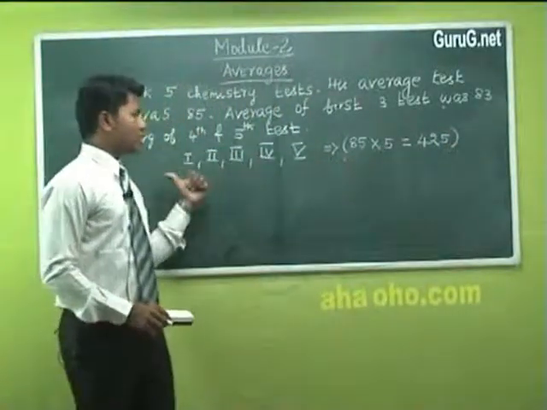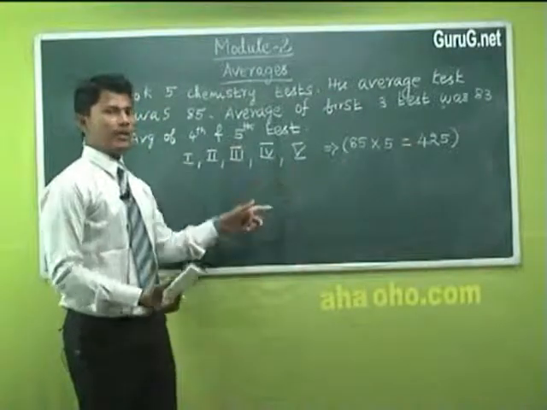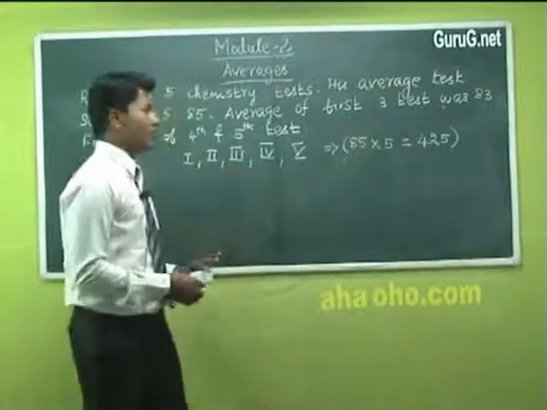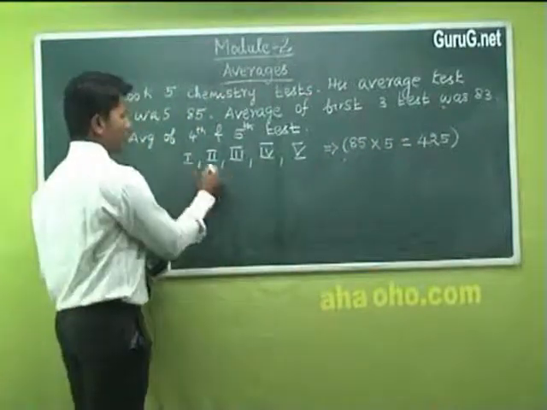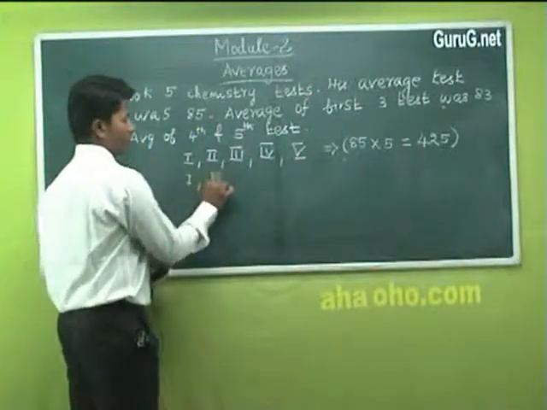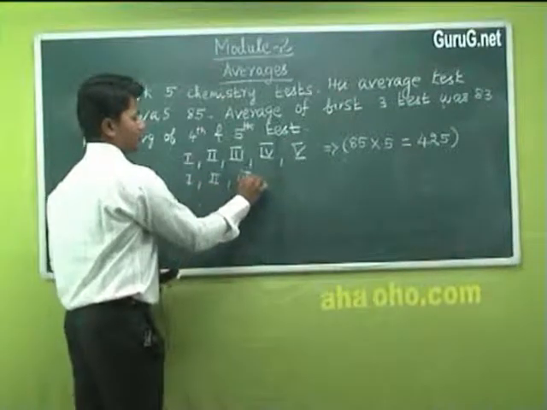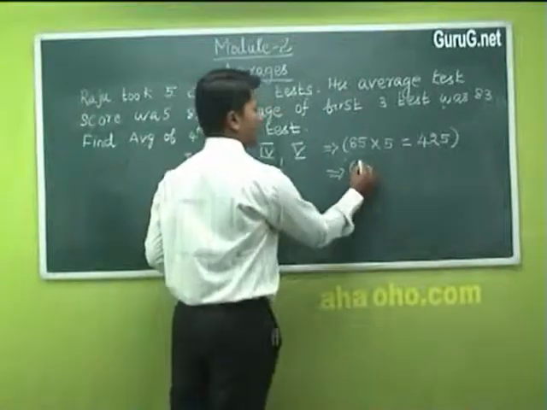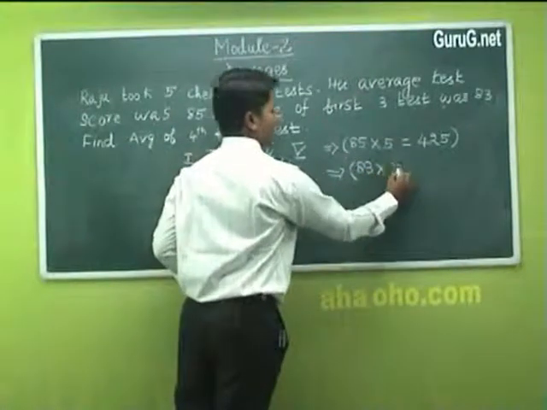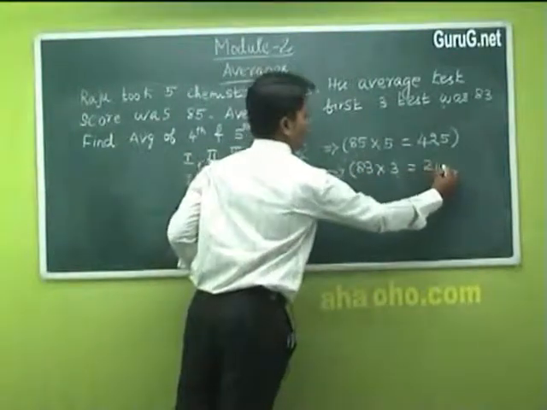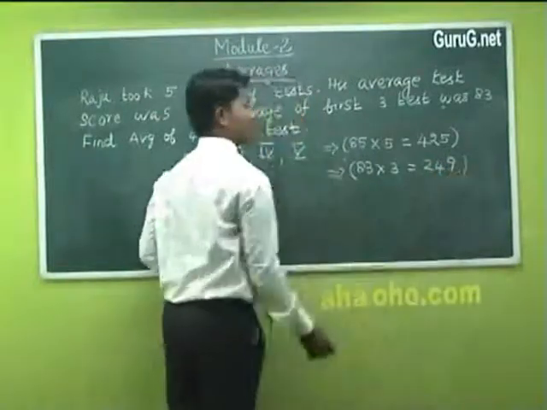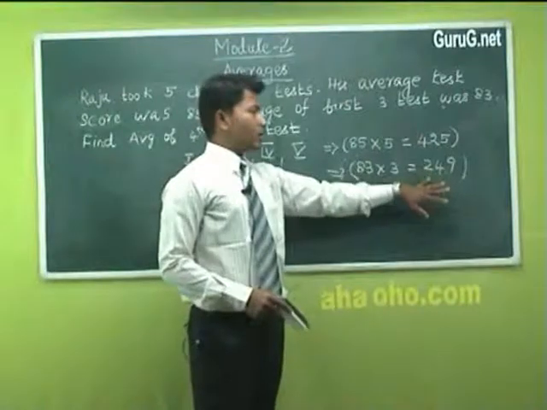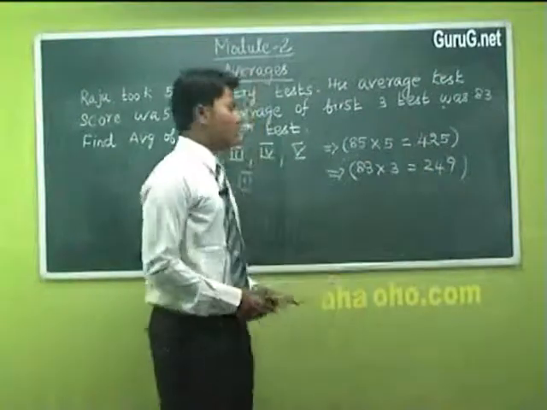425 is the total test score in all the 5 chemistry tests. Average of the first 3 tests was 83. In this way, so 1, 2 and 3. The total score in the first 3 tests will be 83 into 3, 249. Okay. So you have found the total test score for the first 3 tests.